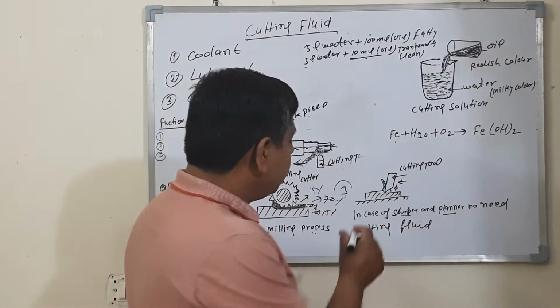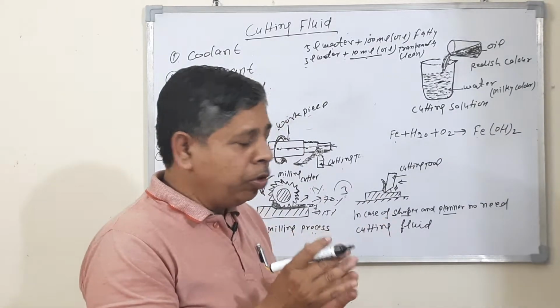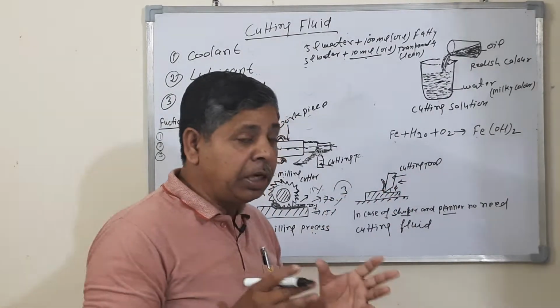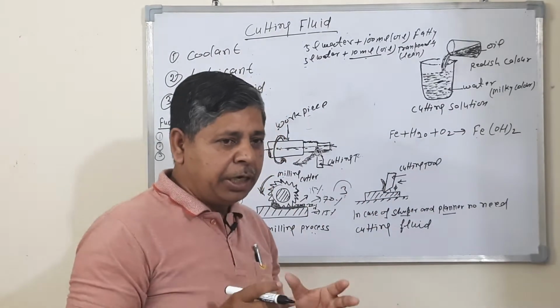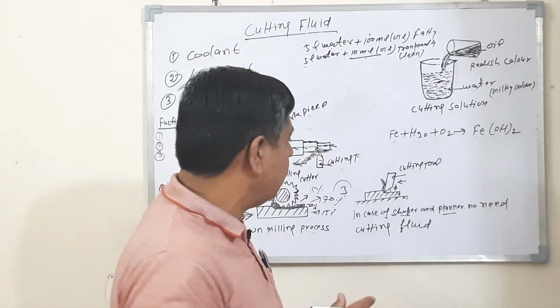Third case: shaper and planer do not need cutting fluids. Why? In this case, the tool does not move over the workpiece at high speed. This operation comes under the category of roughing, cutting rough metal.